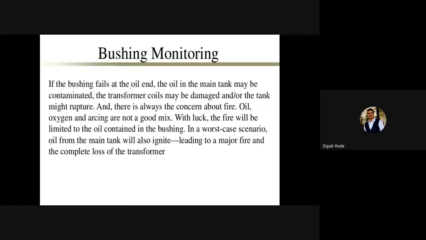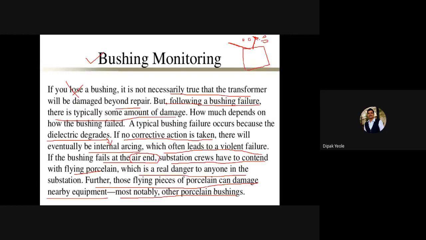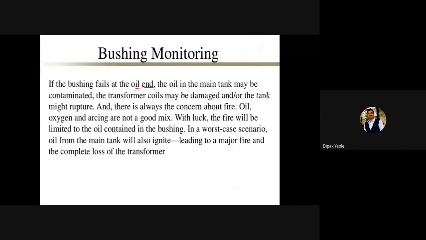If the bushing fails at the oil end, so this is the condition at the top. Now we are interested in the bottom condition at the oil end. So here we are interested in the oil transformer. If this side the bushing fails, then what will happen? The oil in the main tank may be contaminated. So there can be contamination, meaning there is a possibility of foreign particles, or you can say impurity is going to be added.